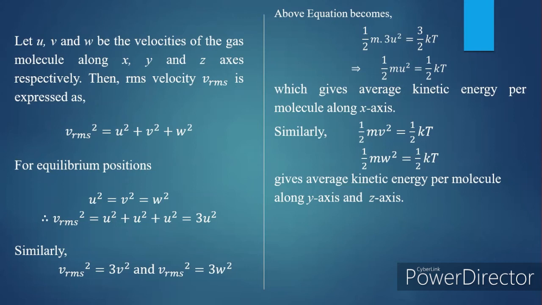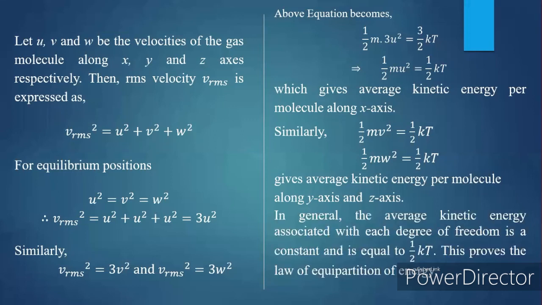What is the total energy? The total energy is the sum of these. So just substitute for V RMS square. The total energy is 3 by 2 kT. So the 3 gets cancelled, and the energy is distributed equally. This corresponds to each degree of freedom along the x-axis, which gives the average kinetic energy per molecule. The average kinetic energy associated with each degree of freedom is equal to half kT.